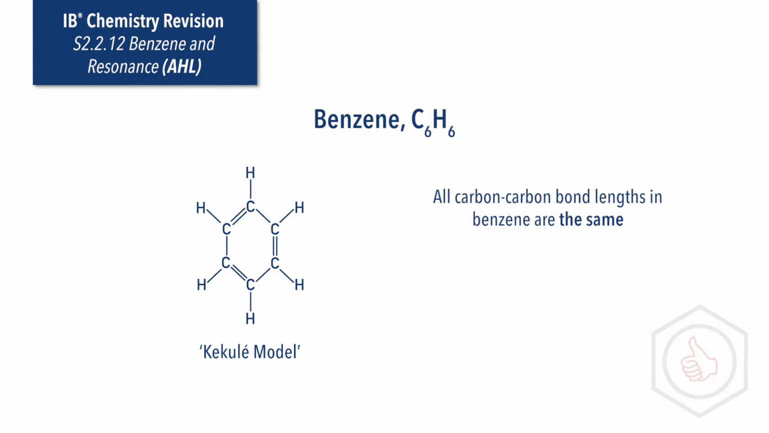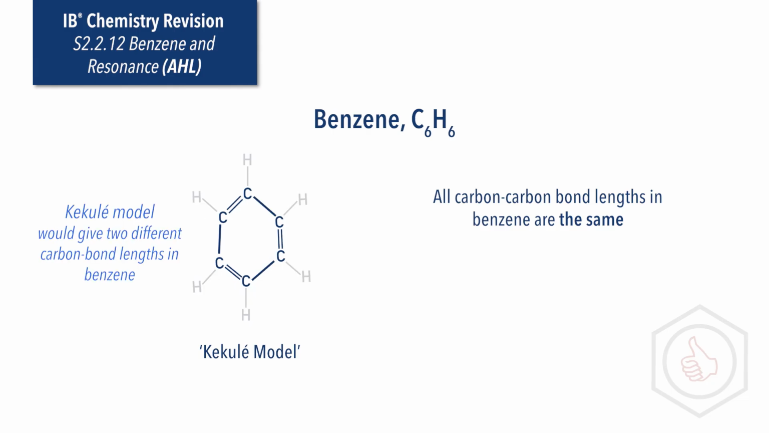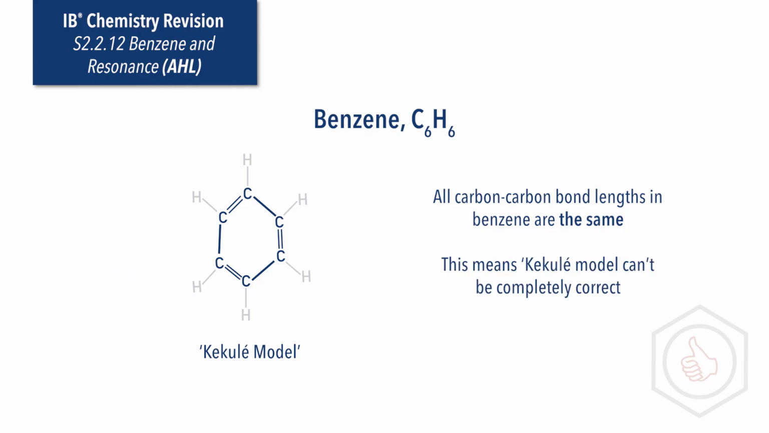Because remember, single covalent bonds are slightly longer than double covalent bonds. So if benzene has alternating double and single carbon bonds in its structure, we would expect to measure two different carbon bond lengths when we look at the molecule. However, the fact that only one bond length is measured, and it's somewhere between a single and a double bond, means the alternating double and single carbon bonding proposed by the Kekulé model can't be completely correct.